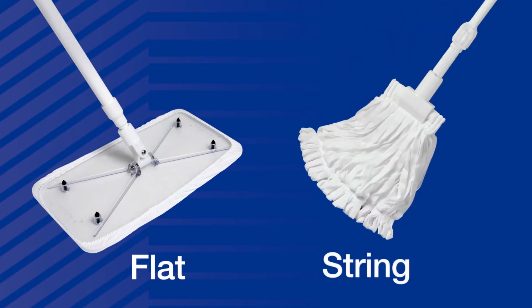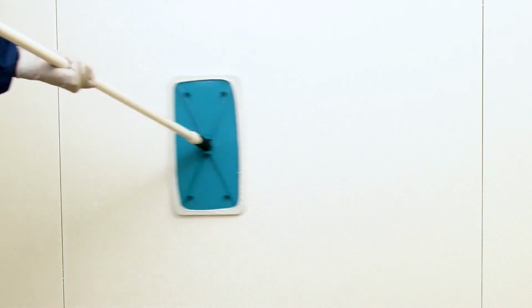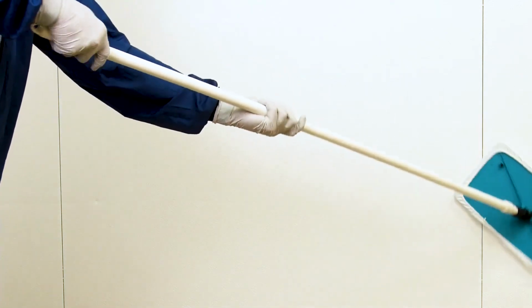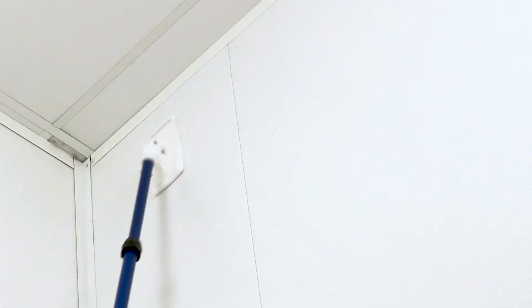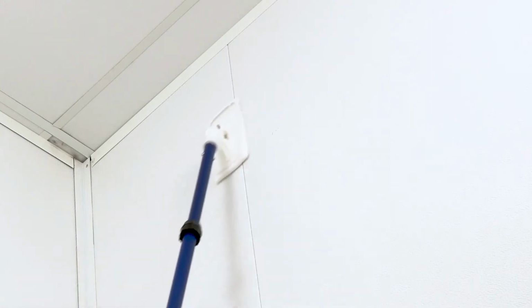There are 2 primary types of mops, flat and string. Flat mops are used for floors, walls, and ceilings. Flat mops have a more consistent contact surface for applying a solution or cleaning. Generally, flat mops work better on raised gridded floors, walls, and ceilings.